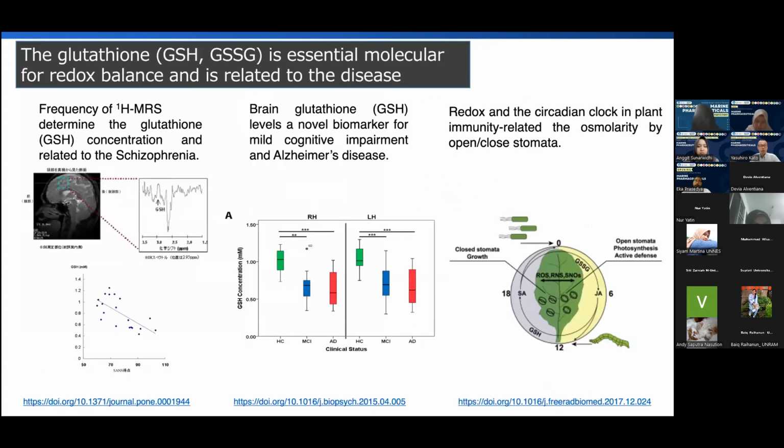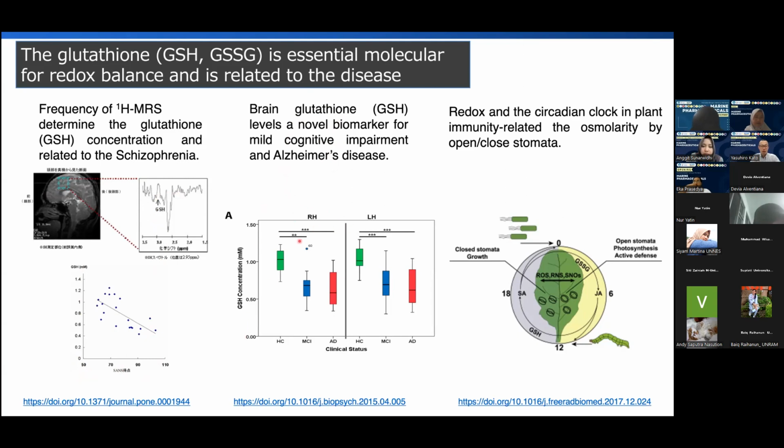So here is just the introduction. Glutathione, GSH or GSSG, is an essential molecule for redox balance in some diseases. The first slide shows the brain, with NMR. NMR can detect GSH concentration. This GSH concentration is also very related to neural disorders, and also to Alzheimer's disease, and brain glutathione concentration.